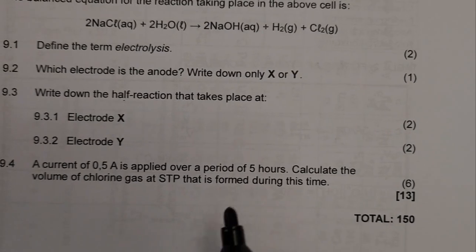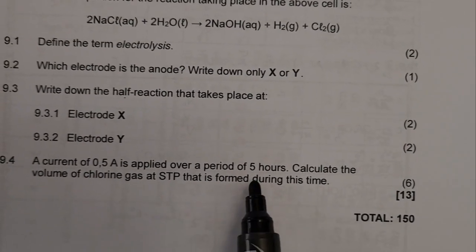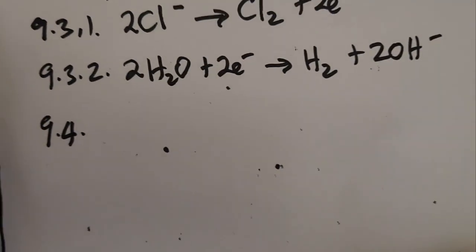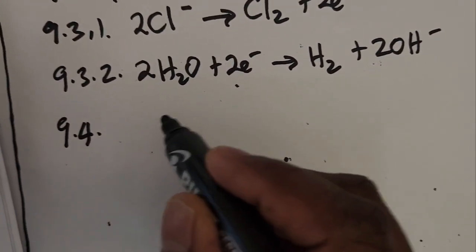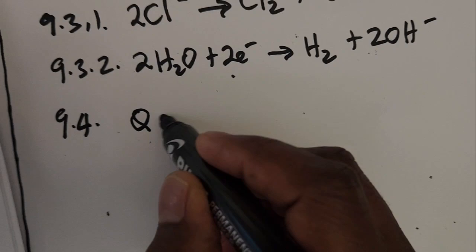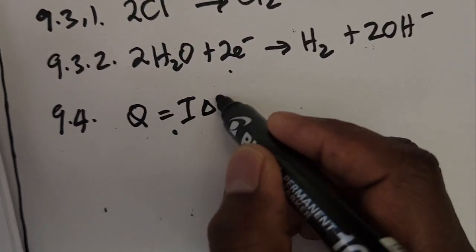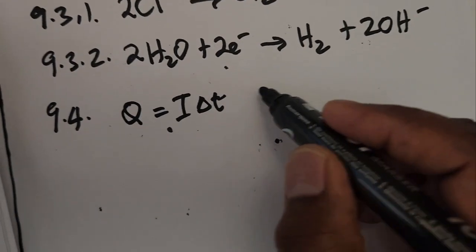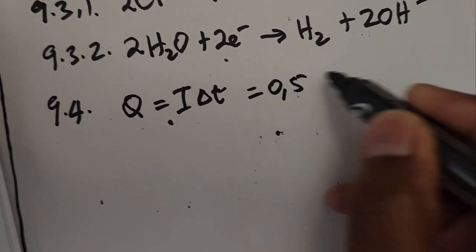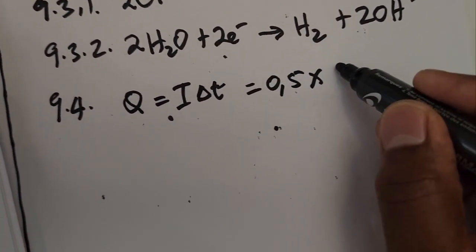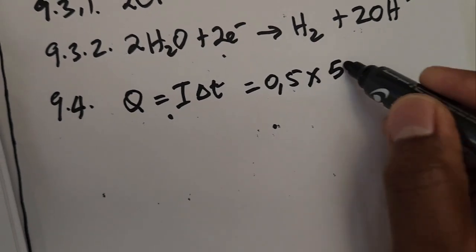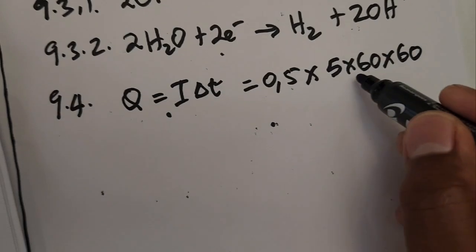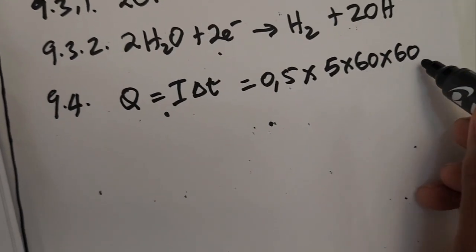No problem, we start with current and time, according to paper 1. If I've got current and time, then we use the formula that the charge equals current multiplied by delta T, which in this case is 0.5, that is the current, multiplied by the time. It's 5 hours, so it will be 5 multiplied by 60 multiplied by 60. An hour is 60 minutes, a minute is 60 seconds.